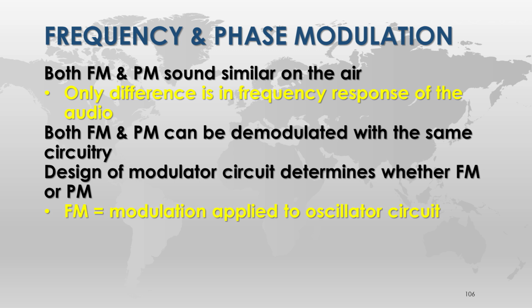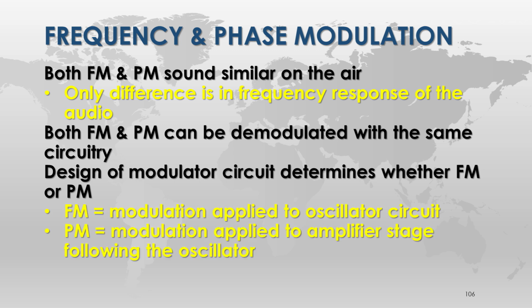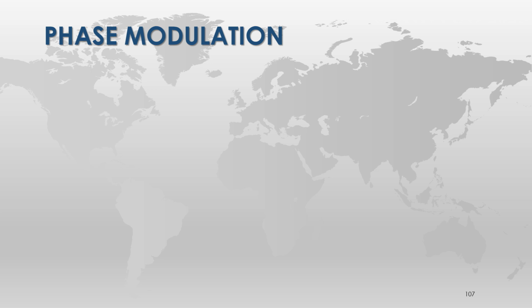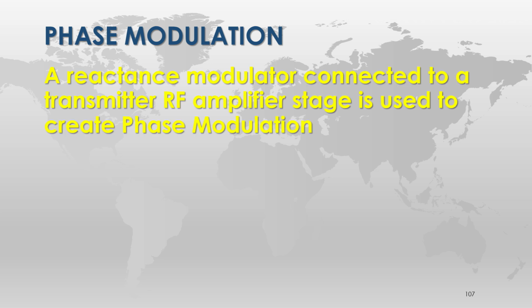FM is modulation applied to the oscillator circuit, and in PM the modulation is applied to an amplifier stage following the oscillator. Okay, phase modulation. A reactance modulator connected to a transmitter RF amplifier stage is used to create phase modulation. That's your question. Reactance modulator connected to a transmitter RF amplifier. So reactance modulator and an RF amplifier for phase modulation.